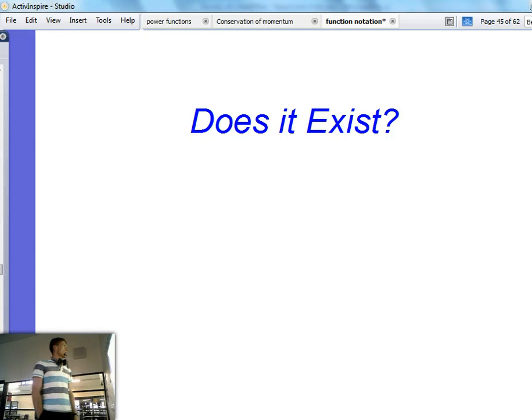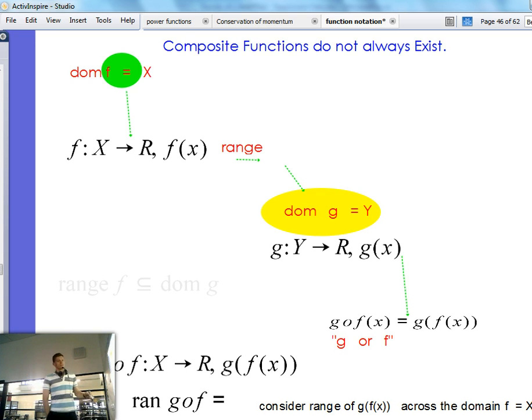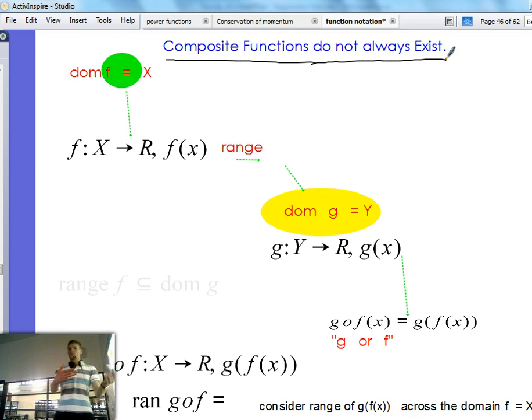Okay, so we're going to be focusing on composite functions and inverse functions and asking ourselves this question: does it exist? So let's see what I mean. Let's think about the idea of composite functions. They don't always exist. Sure, we can sub one function into another function, but do we get a result at all times, or are there some conditions that are going to define if it exists or not? And that's what we're going to highlight here today.